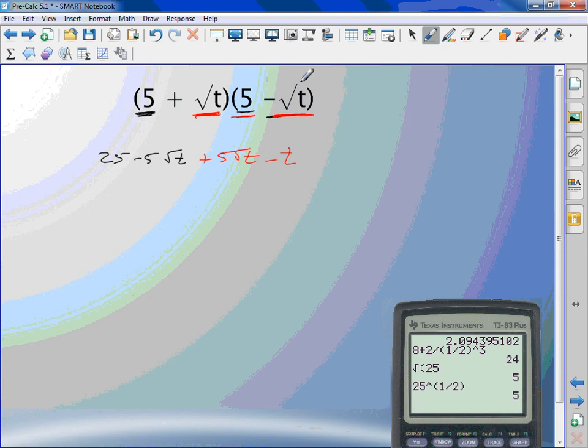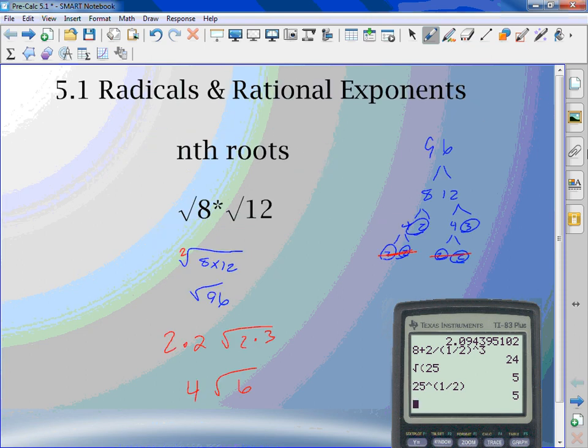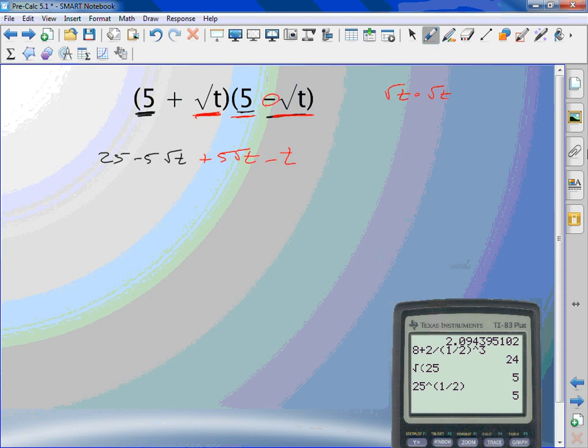All right, I'll show you. Square root of t times square root of t. It's negative because one's positive, one's negative. When you multiply, it's like I showed you on the first slide, right here. I have 8 times 12. What do I have in this one? T times t is t squared.